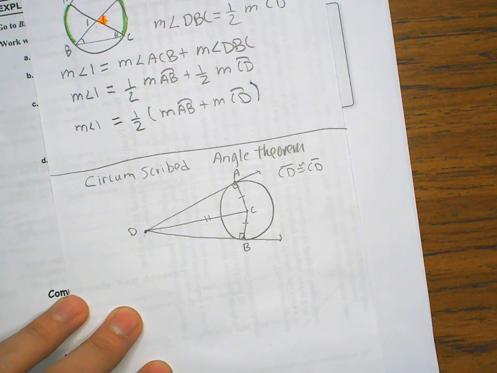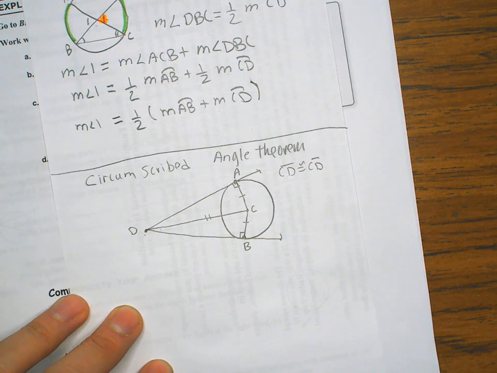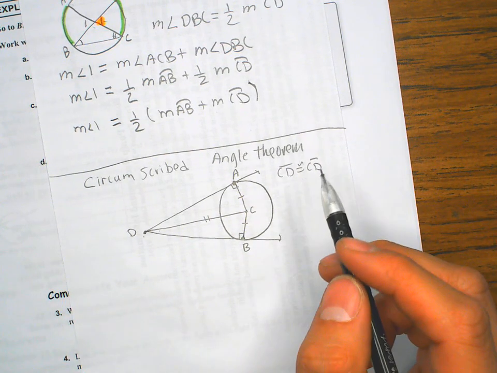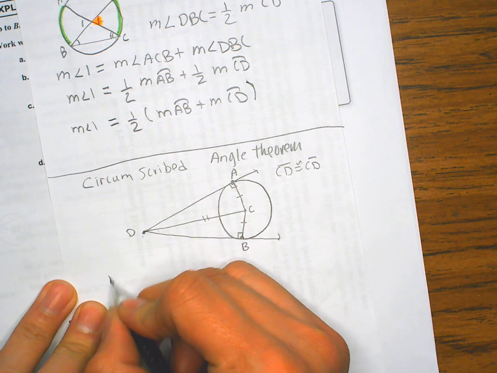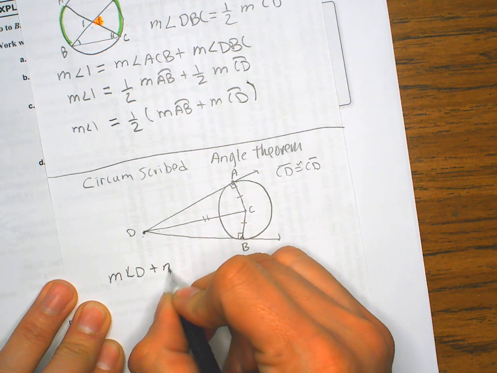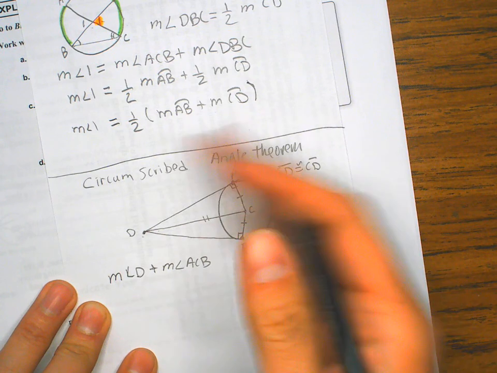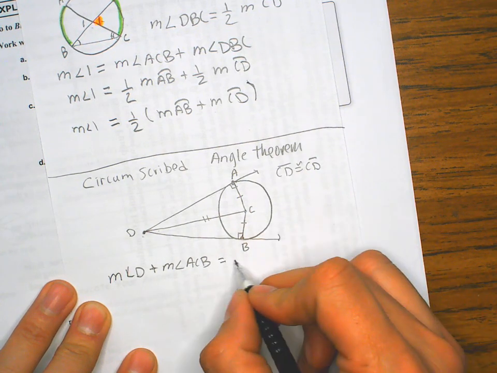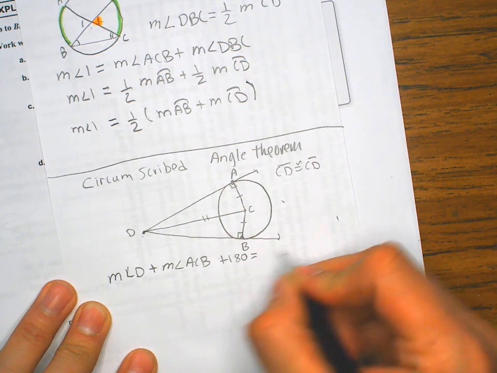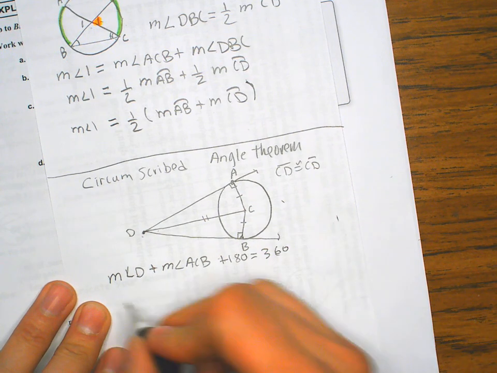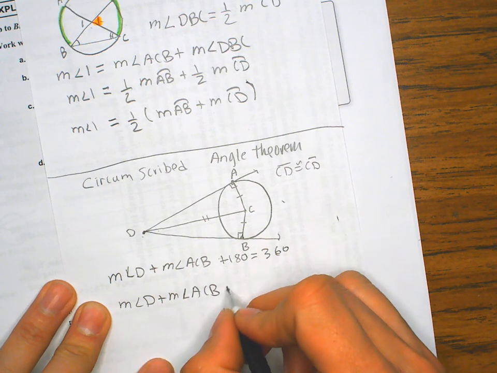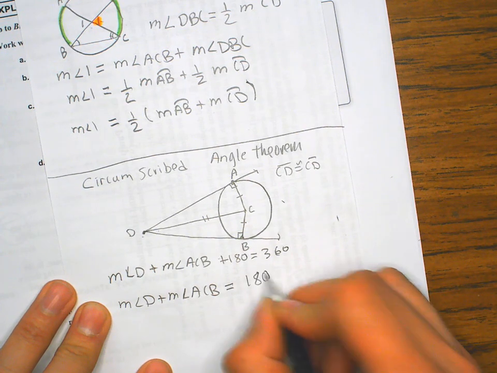Now, also, another thing that we have to look at is the fact that the sum of the angles right here is going to be 360. So we're going to have the following. The measure of angle D plus the measure of angle ACB, I'm even wondering if we even needed that, is going to equal, plus 180 degrees. That's going to equal 360 because that is a quadrilateral. So the measure of angle D plus the measure of angle ACB is going to equal 180 degrees.